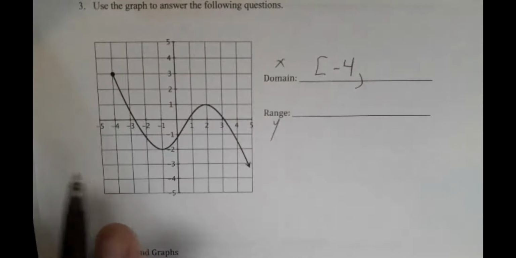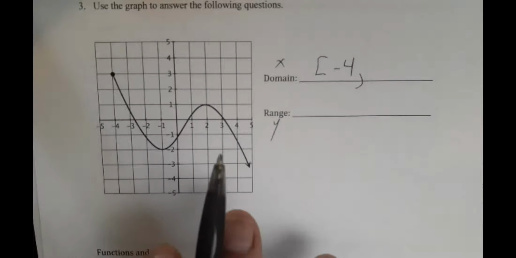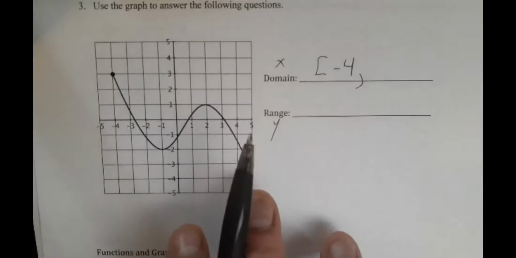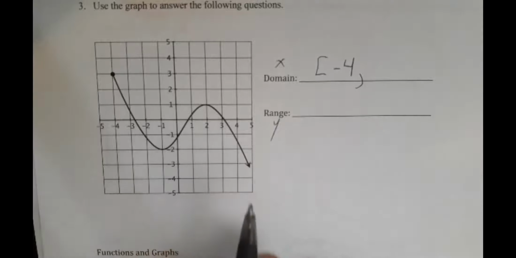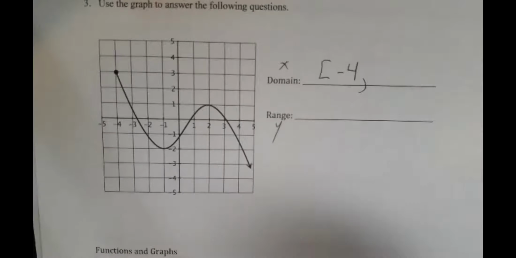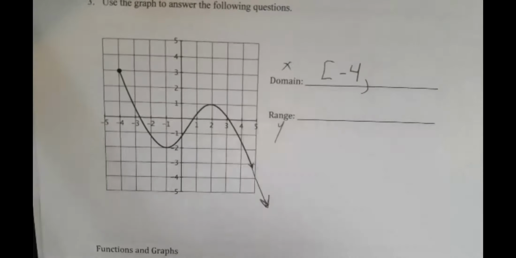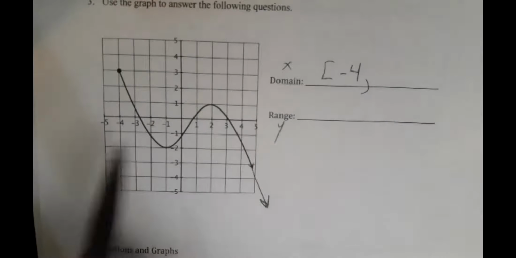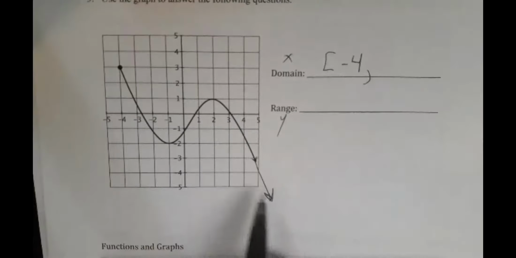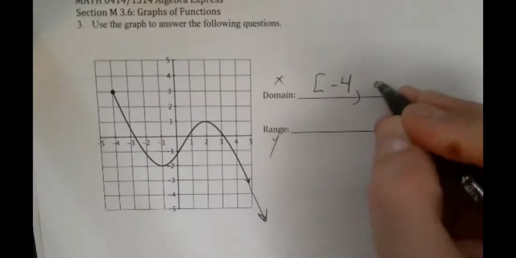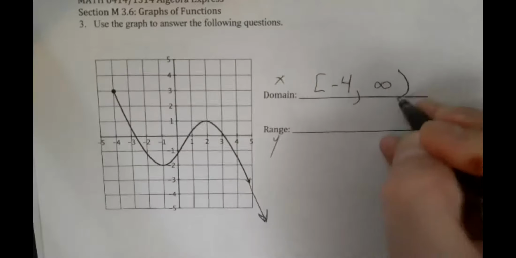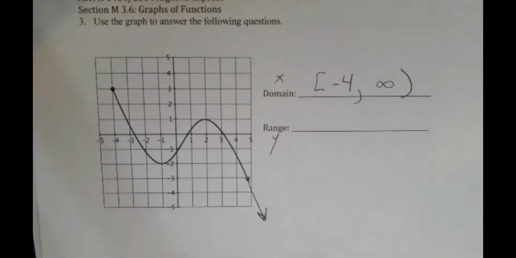The rightmost. So I'm going right. Some people look at this 5 and they want to stop at the 5. Our graph keeps going, right? I know the paper stops right here. But this line keeps going right, and it keeps going like the Energizer Bunny or something like that. So it's going off to infinity.